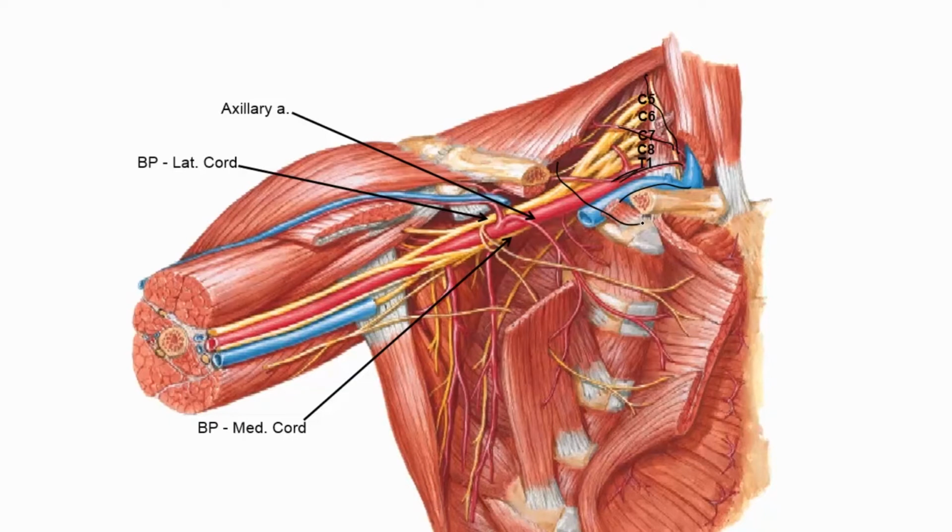We do not see the third chord, that is the posterior chord, because it is posterior to the axillary artery. So relationships here are very important. The thing that is not observable here is that all of these structures are enclosed within some axillary fascia.